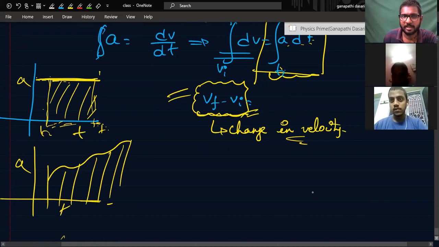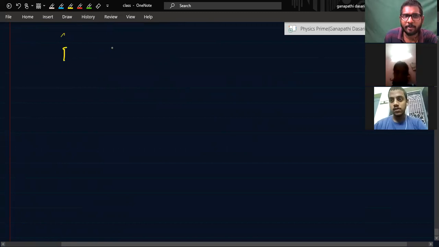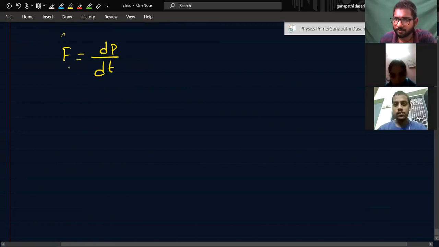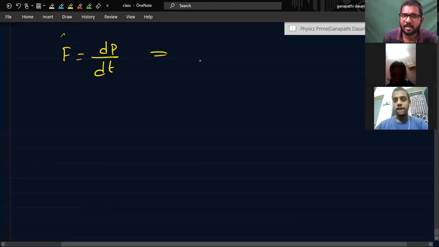Be careful. Now you see, F is equal to dp by dt. Yes, sir. You know this function, na, Varun? Rate of change of momentum is nothing but force. Now you see, force. dp is equal to F dt.